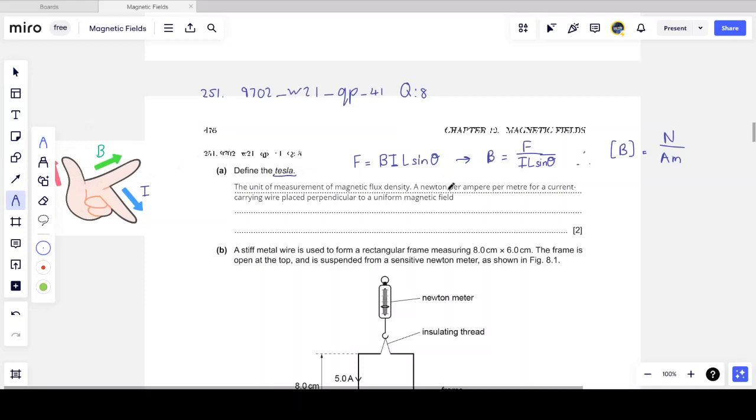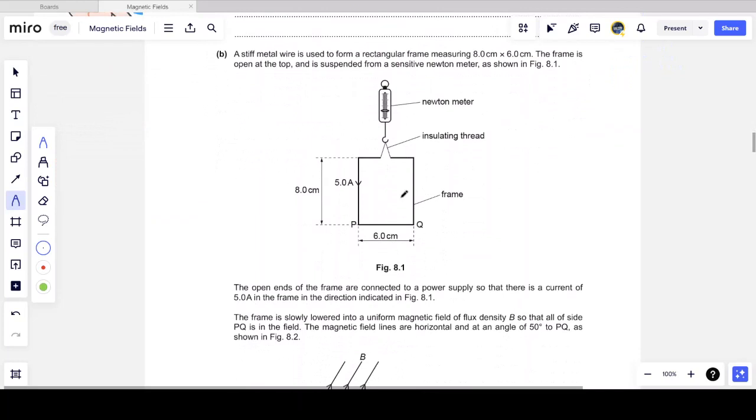Tesla is a unit, newtons are units, amperes are units, and meters are units. So be very wary about how you define units and how you define quantities.